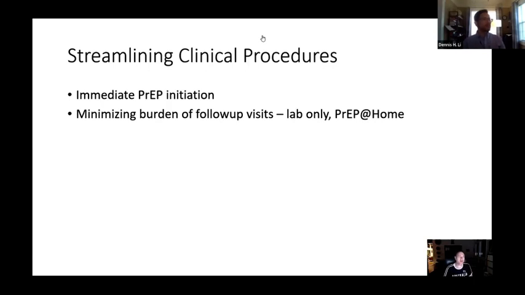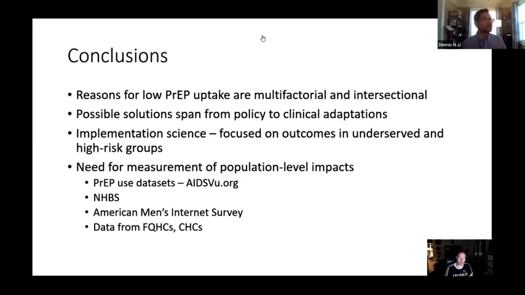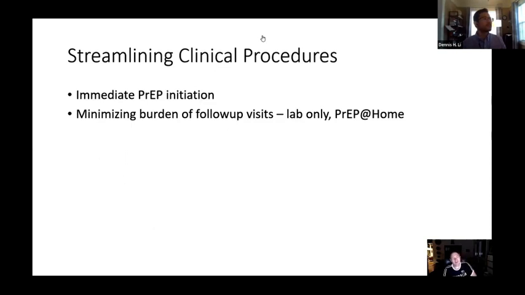And then streamlining clinical procedures. It's been demonstrated by the New York City Health Department that it's safe to initiate high-risk people who would benefit from PrEP at the time of their first visit, as opposed to drawing blood for laboratory tests, sending those specimens in, and then waiting for those people to come back to get the results of the lab test and initiate PrEP. And so this has been demonstrated to be safe.